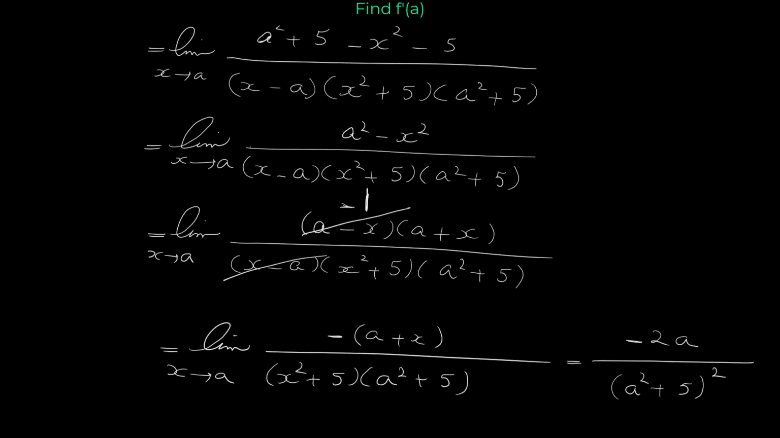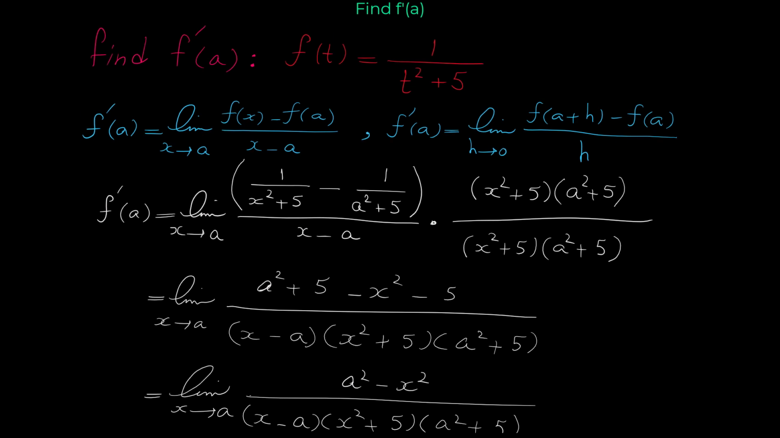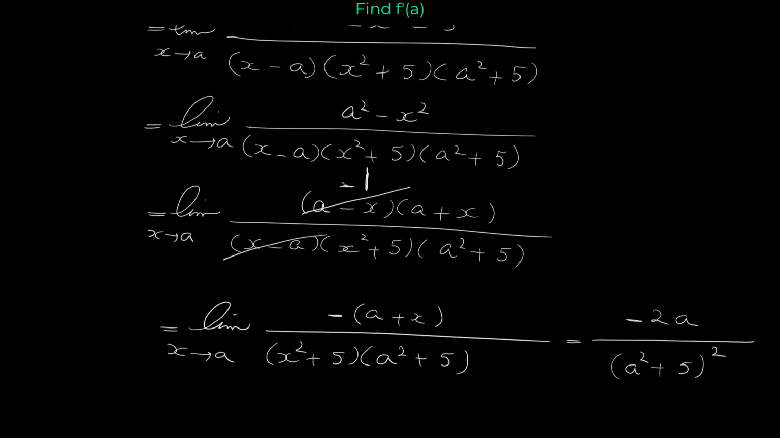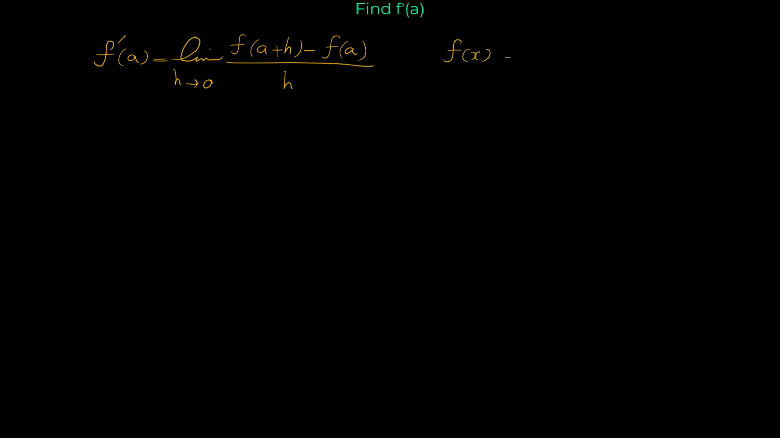Let me show you the other way that you can find the derivative of this function at a. We want to find f prime of a. So we want to use the second formula. Let me rewrite the second formula here. It was f prime of a equals limit of f of a plus h minus f of a, all over h, as h approaches 0. And don't forget the function was f of t, so let me make it f of t. f of t is 1 over t to the 2 plus 5. This was the function.